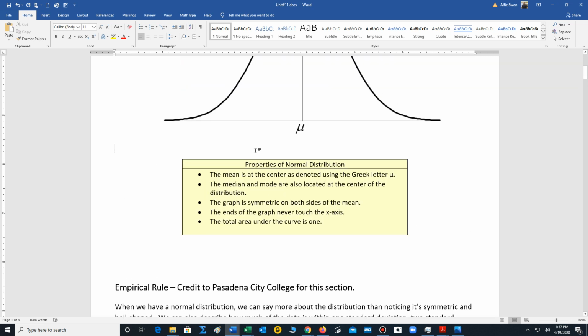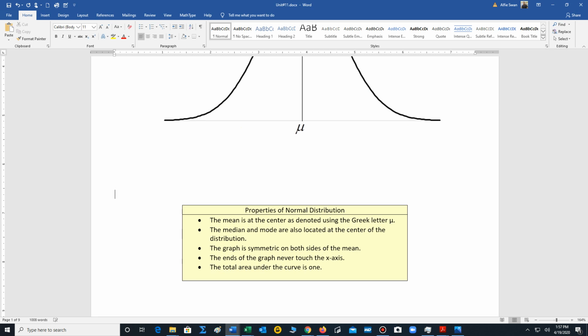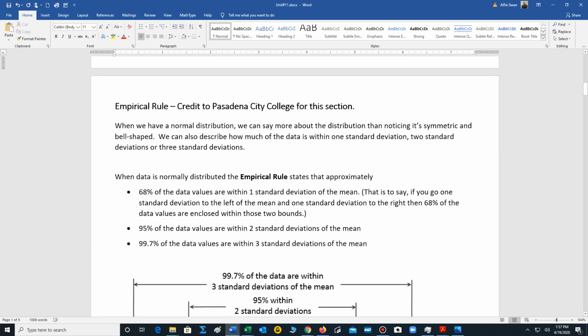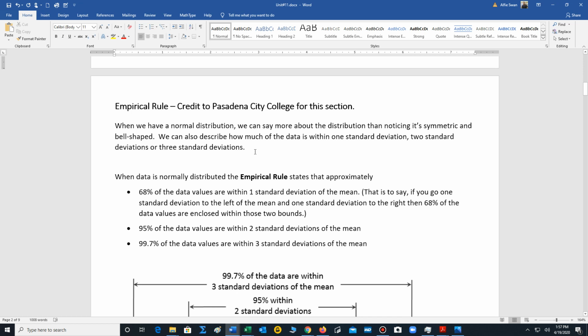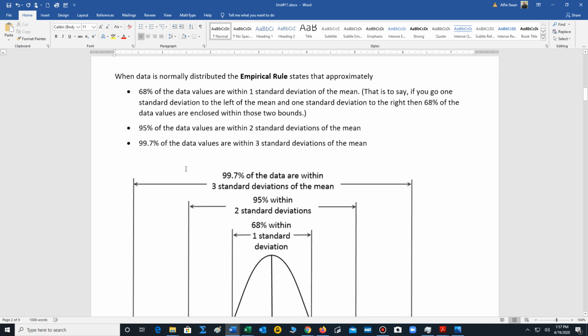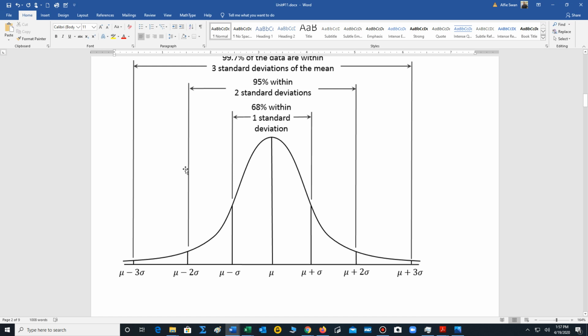Okay, let's move forward. There's a very important rule that we want to be aware of. It's called the empirical rule, and I was able to obtain this information from Pasadena City College. The rule just says this. It breaks down our areas really nicely for us.